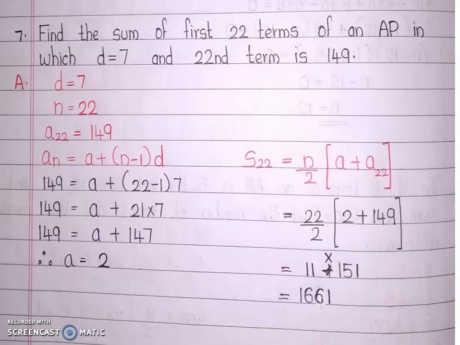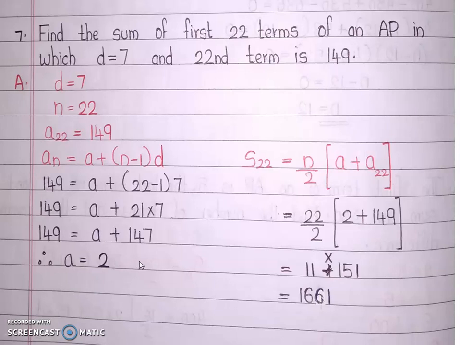So which are the three quantities given to you? Common difference is given, number of terms is given and a22 is given. So how will you find the first term? You can find the first term using an is equal to a plus n minus 1 into d. Substituting the values which you know and simplifying it, you will get a equal to 2.